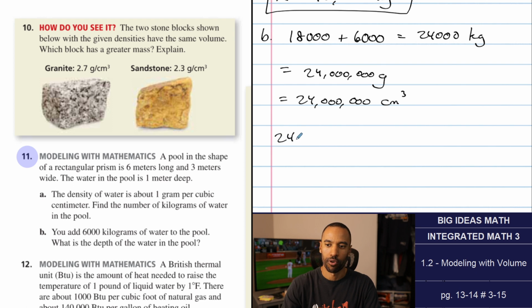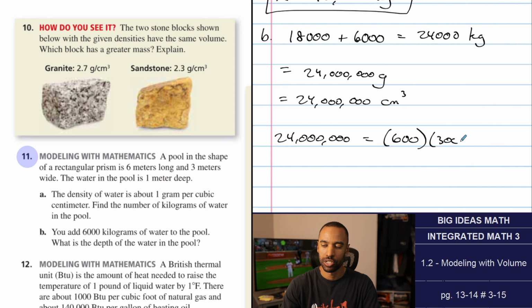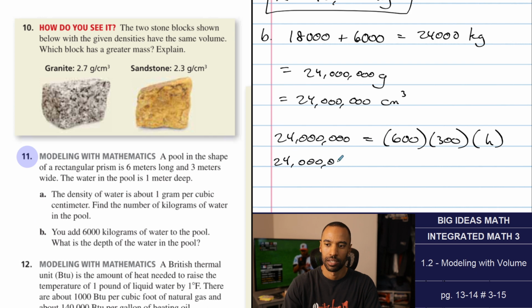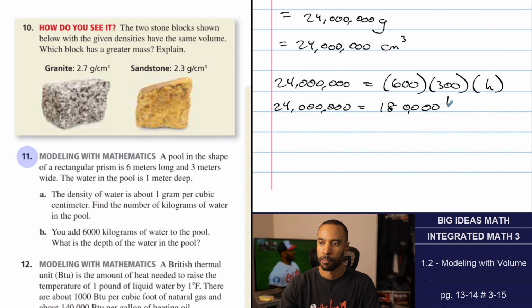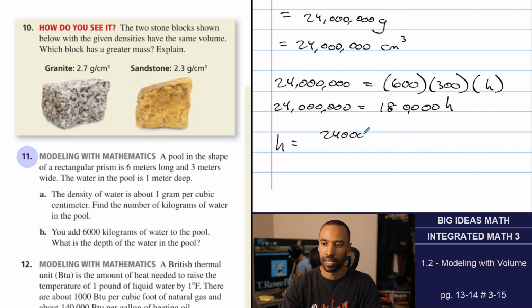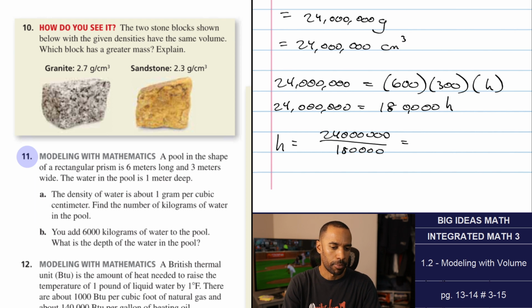So if the volume is 24 million cubic centimeters and the length and width haven't changed, we're now going to change the height. But check this out. This is where we get that 18 from, so this is 180,000 times height, and now height is going to be 24 million divided by 180,000, which is not going to be a clean number. If I reduce it as a fraction, I believe 400 over 3.